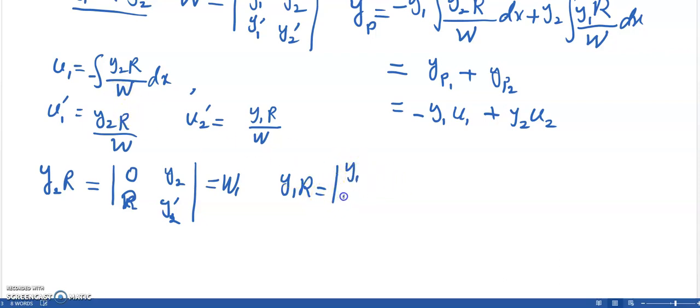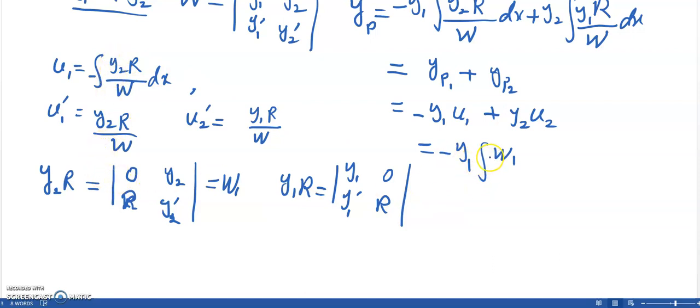It is y1 prime, and then 0, and then it is r, so it will be y1r. Yeah, so there is no issue of the sign over here. So you can see that now the solution can be written like this: minus y1 u1 is now Wronskian, W1 y2r is this. Okay, u2 is then minus this Wronskian.